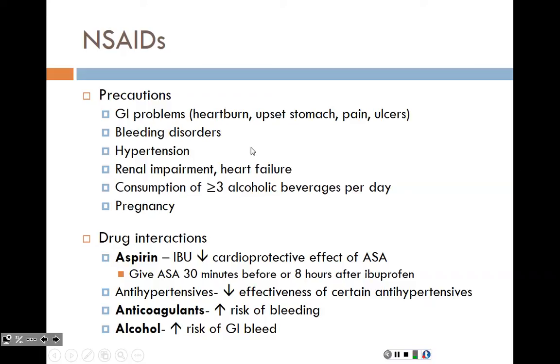GI problems, bleeding. As far as drug interactions, these mostly have to do with bleeding risk as well. So again, we talked about aspirin, and if you use aspirin plus an NSAID together, you're getting that cumulative bleed risk, and same with anticoagulants and alcohol. So it's all about kind of mounting risk.